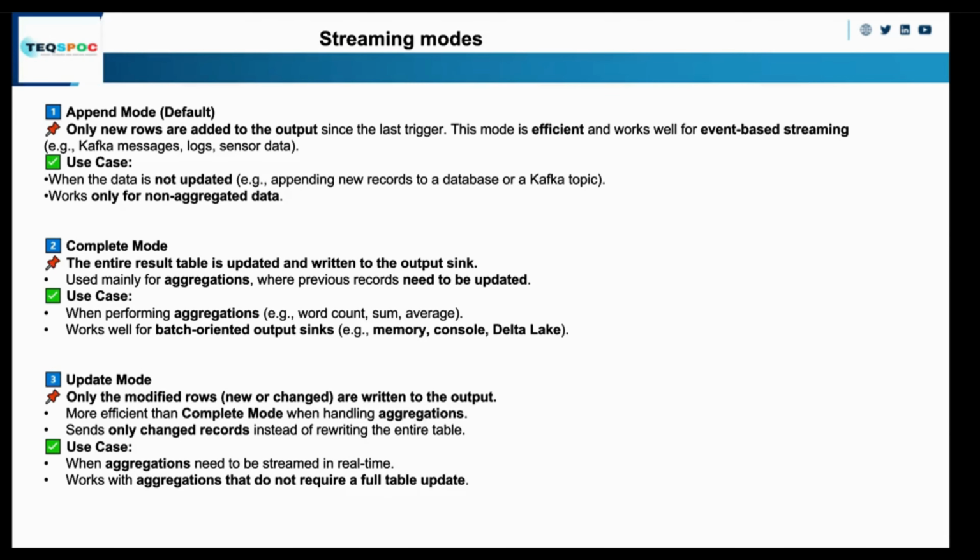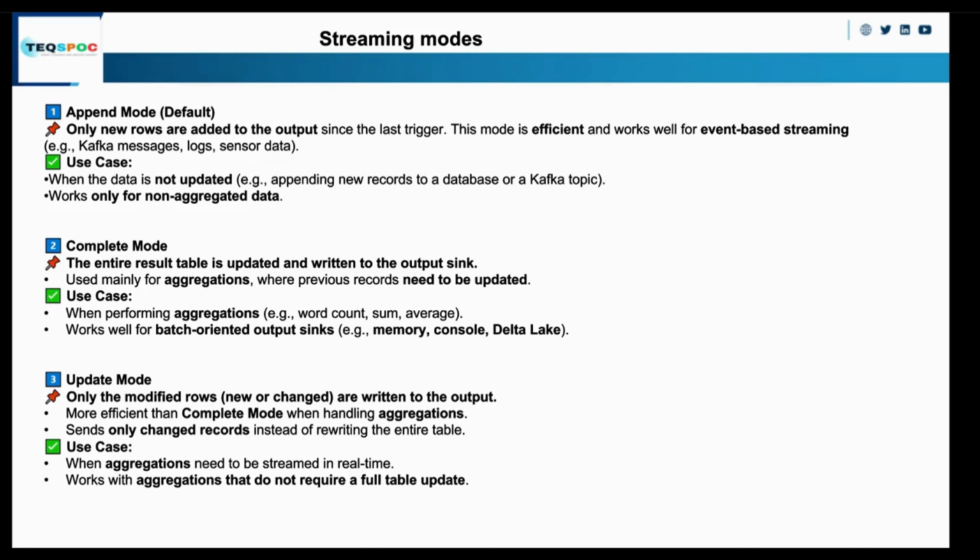Usually, from the Kafka topics, whenever we ingest the data, we put it in append mode so that each and every offset in the topic gets loaded into our system. The use case is when the data is not updated, appending new records to a database or a Kafka topic.